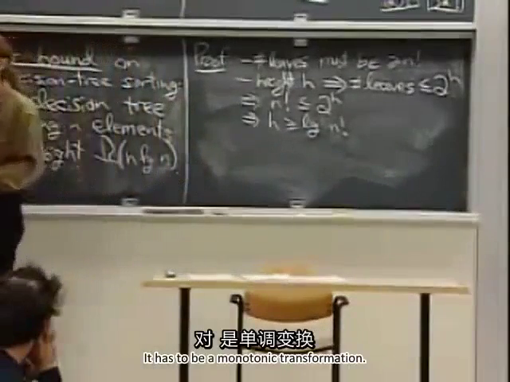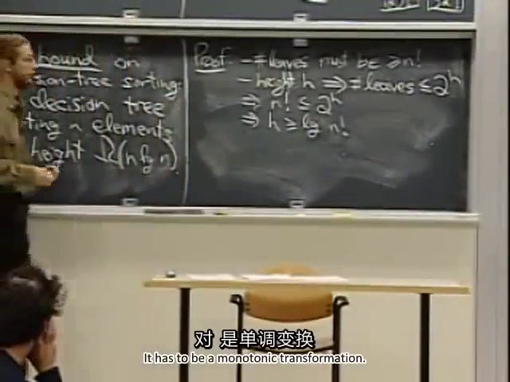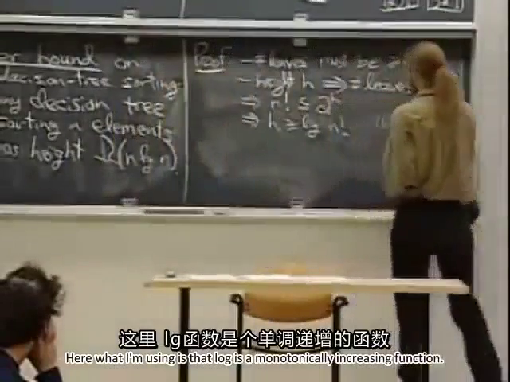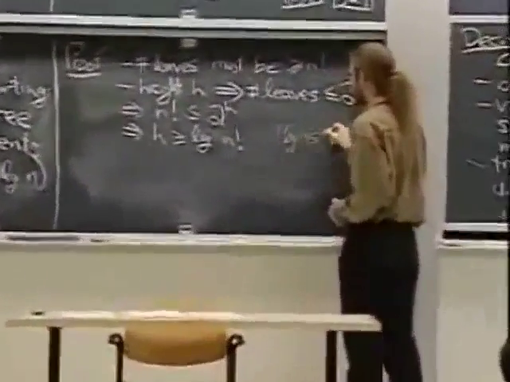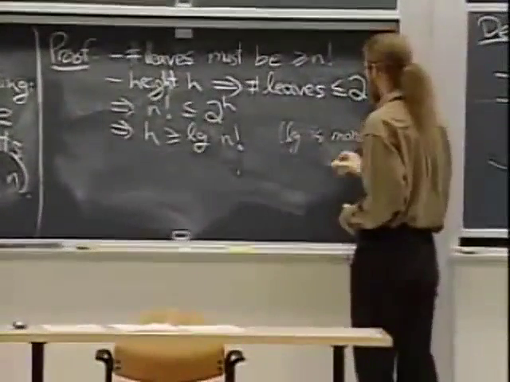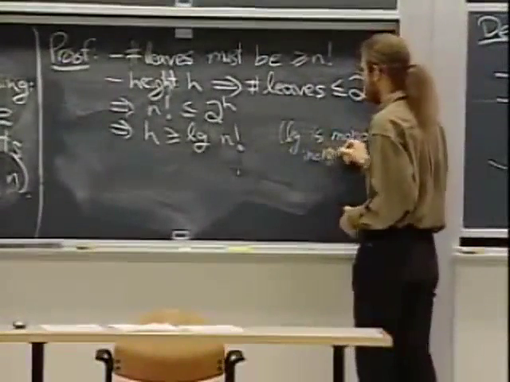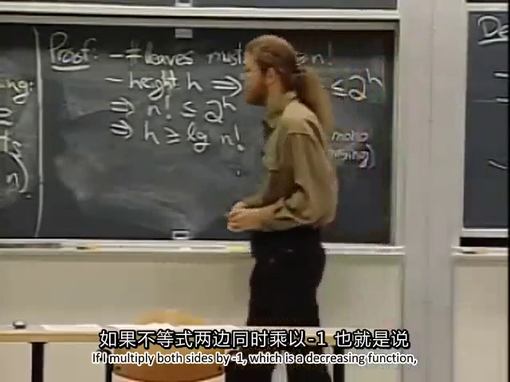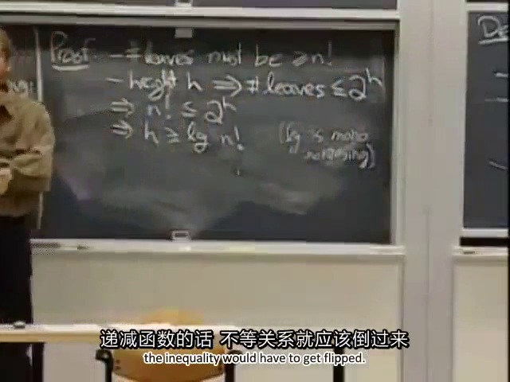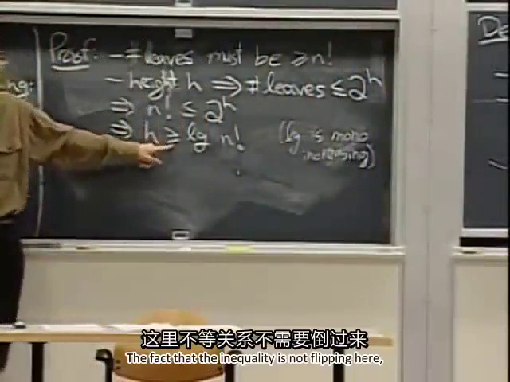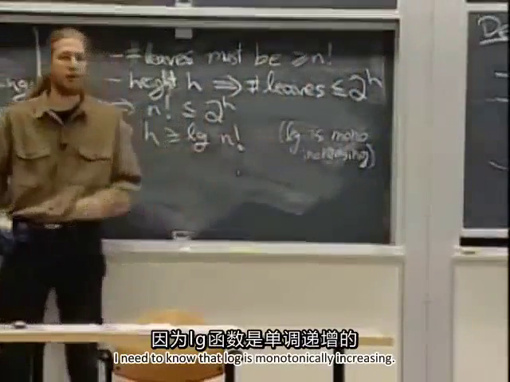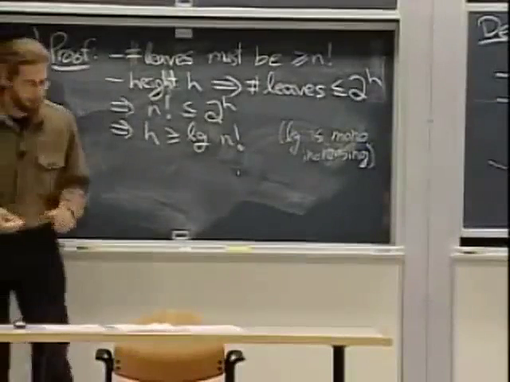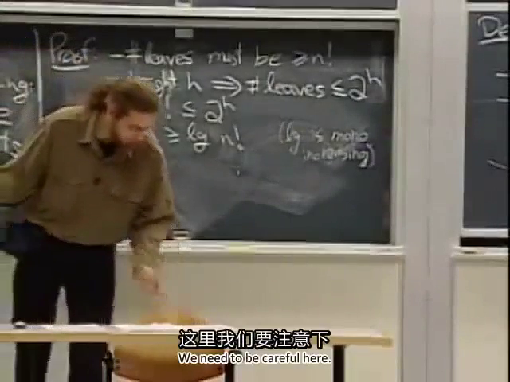Yeah? It has to be like increasing? Yeah, it has to be a monotonic transformation. So here what I'm using is that log is a monotonically increasing function. That's important. If I multiplied both sides by -1, which is a decreasing function, the inequality would have to get flipped. So the fact that the inequality is not flipping here, I need to know that log is monotonically increasing. If you've seen log, that's true. Need to be careful here.